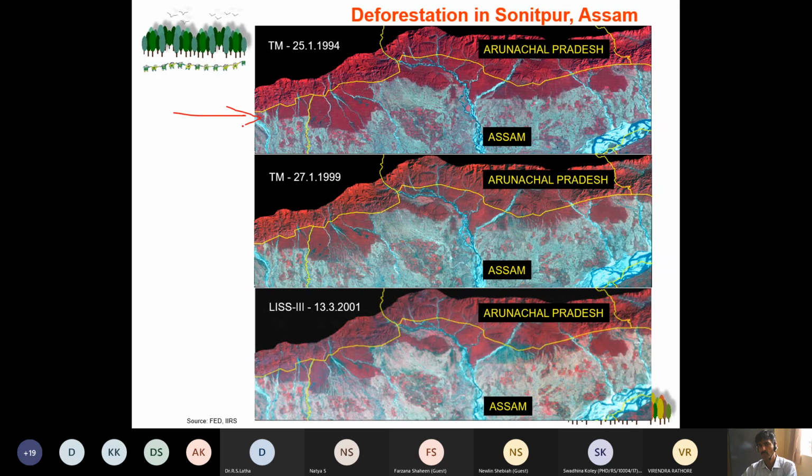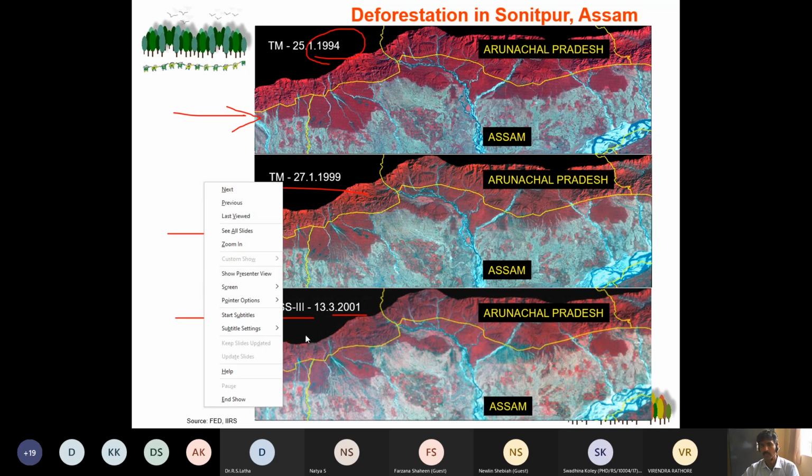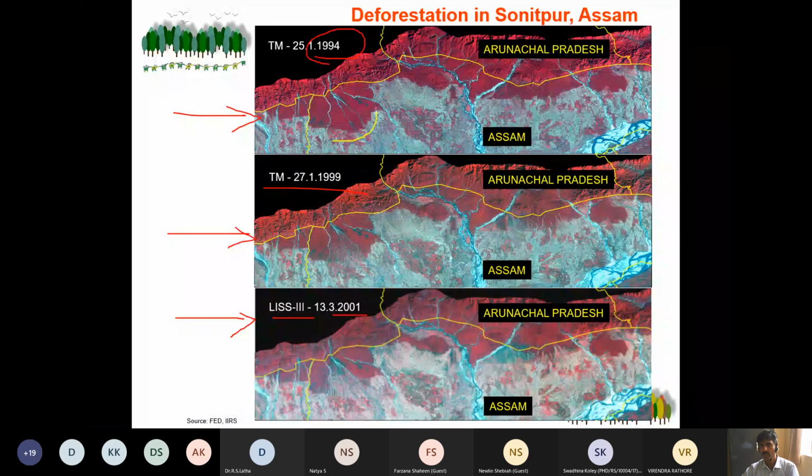So this image is 1994, you can see. And this image is 1999, after 5 years. Then after 2 years, 2001, from different satellite data, maybe a different sensor, because LISS is an Indian satellite, TM is a Landsat US satellite. Now you can see the change easily, especially, let me change the color of the pointer. You see here especially.